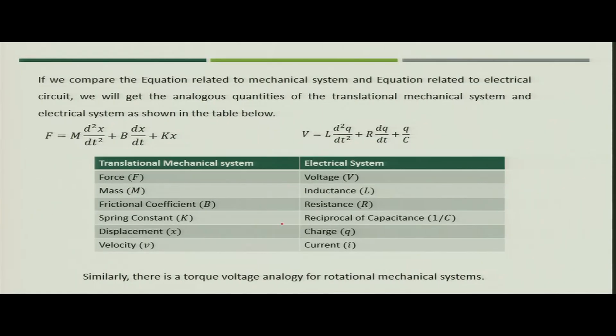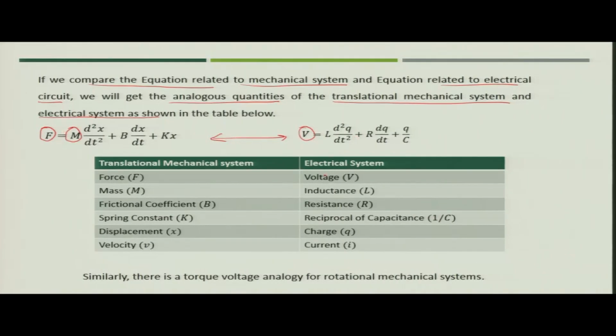Now, let us compare both of them. If you compare the equations related to the mechanical and the electrical circuit, we will get the analogous quantities of the translational mechanical system and the electrical system. If you compare both of the equations, you can easily find out that F, that is force in case of translational mechanical system, is analogous to voltage V in the electrical system.